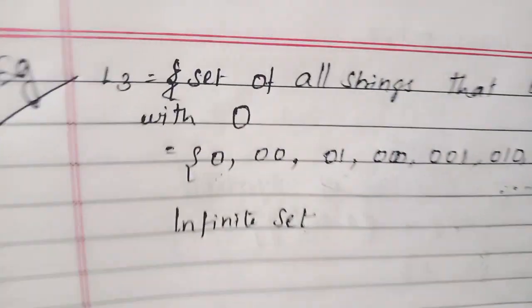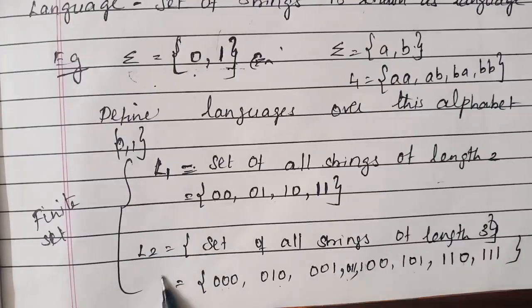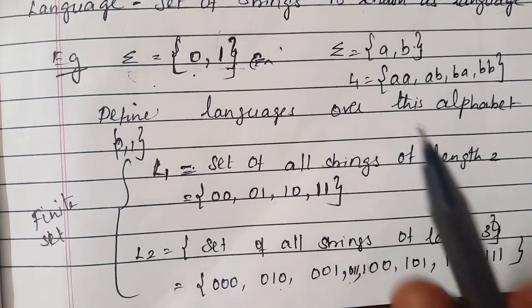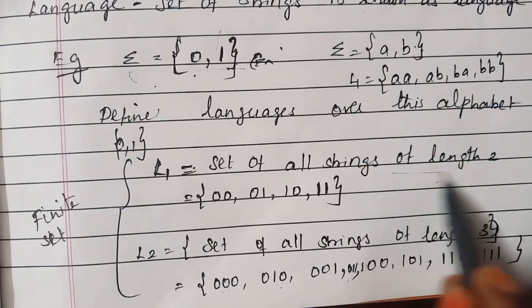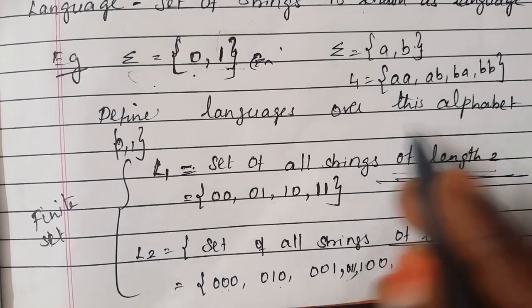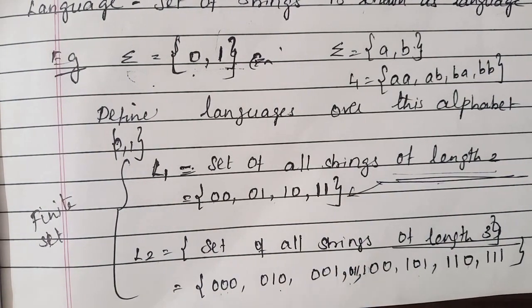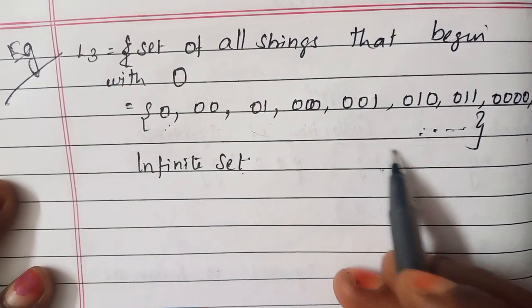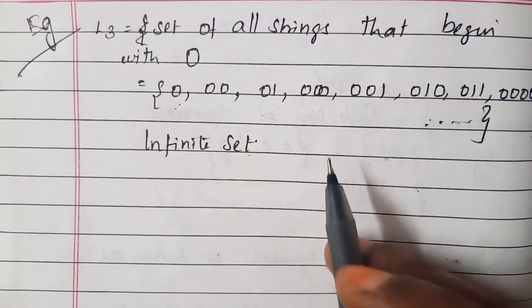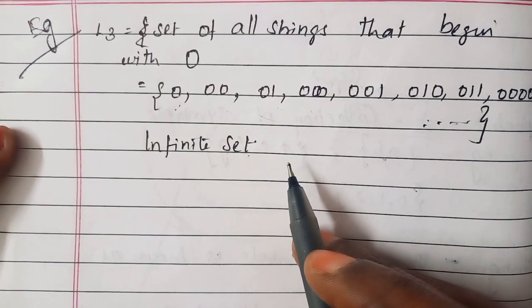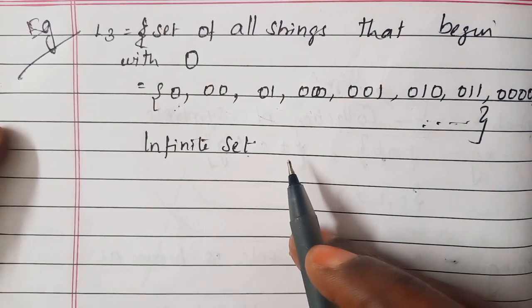When we look at L1 and L2 that we have already seen, these are finite sets. You need to know whether a language's set is finite or infinite. These have a restriction, and the set contains a fixed number of strings, so it is known as a finite set. L3 is not like that. It does not have a finite number of values, it goes on, so it is known as an infinite set. This is the introduction part of this session. In the next session we will see the finite state machine. Thank you.